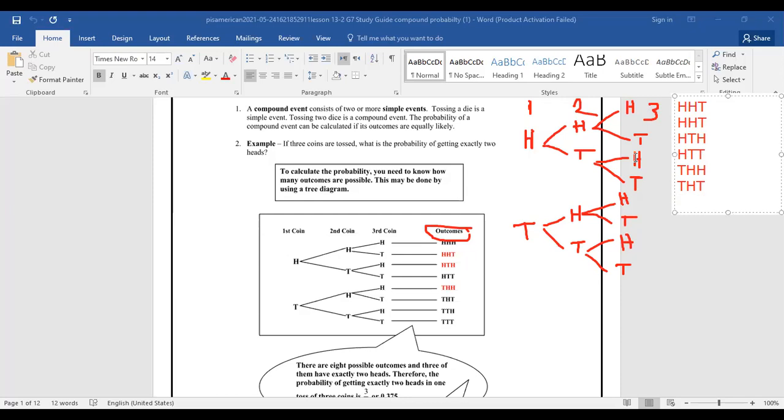The last one will be tail, tail, head, and then tail, tail, tail. So how many? All the outcomes here equal how many? 8. We will count now. So we have 1, 2, 3, 4, 5, 6, 7, 8.